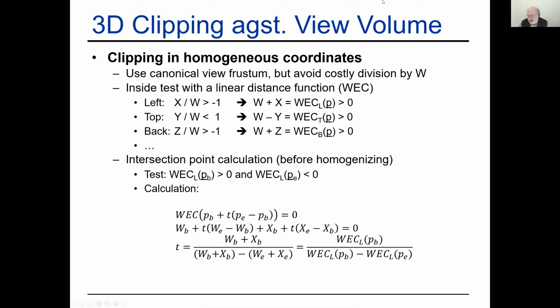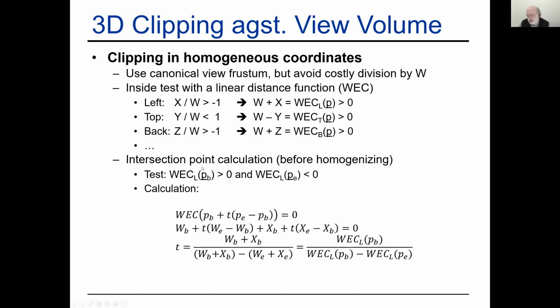But we can bring the w to the other side and simply define window edge coordinates for that edge as w plus x in this case. So we multiply by w, bring it to the other side, so w plus x must be larger than 0. We can define this w plus x as the window edge coordinates for the left-hand side. And we could do the same for the top and so on. We can also do this for the back and front, the near and far planes.